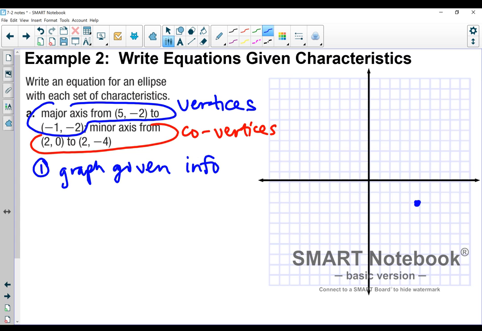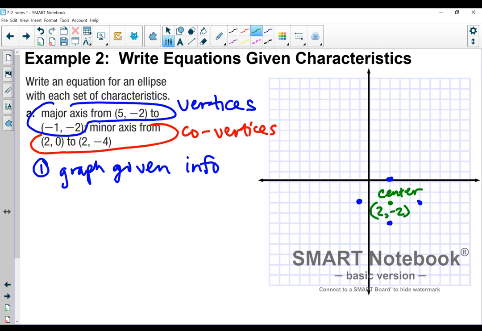5, -2. -1, -2. It's kind of messy, but we're making it work. You know what? I think I am going to fix that. It's going to bug me. So 5, -2, 2, 0, 2, -4. So the cool thing about graphing this is I don't have to do a midpoint formula or anything else to figure out where that center is. I can just look at this and find the center. So I can tell that my center is going to be right here. And my center is 2, -2.